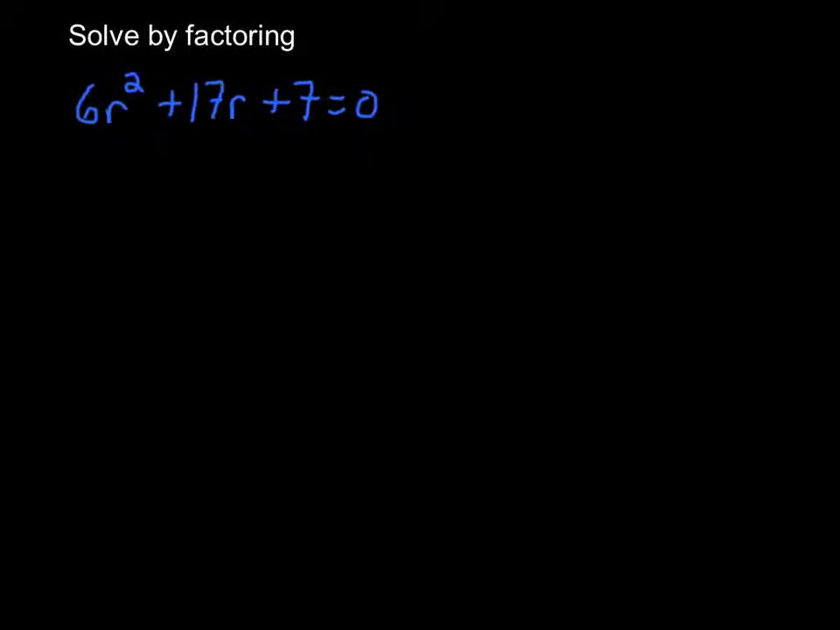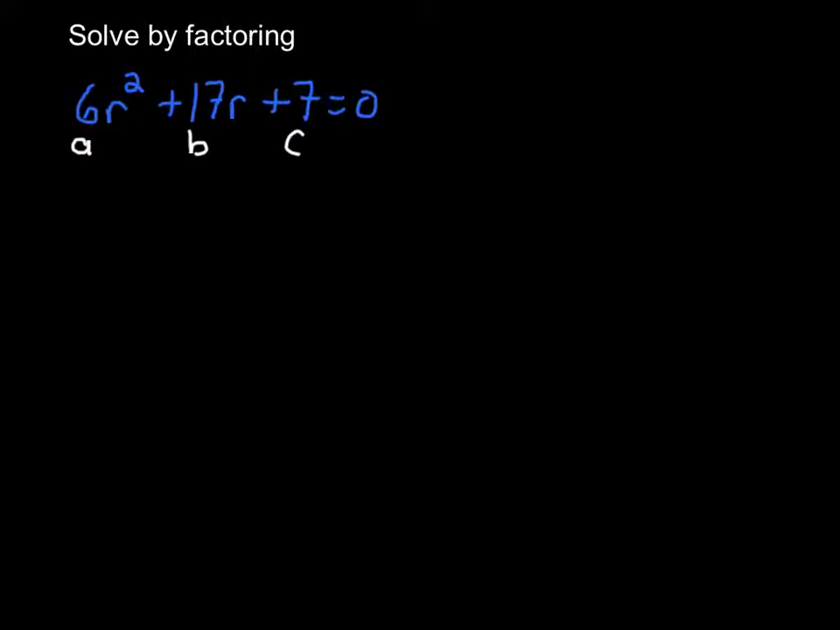Okay, in this one we're asked to solve it by factoring. So what we need to do is create our two binomials, factor it first, and then we can solve it. The way that we do this, the first step is we need to identify our a, b, and c. A is 6, b is 17, and c is 7.